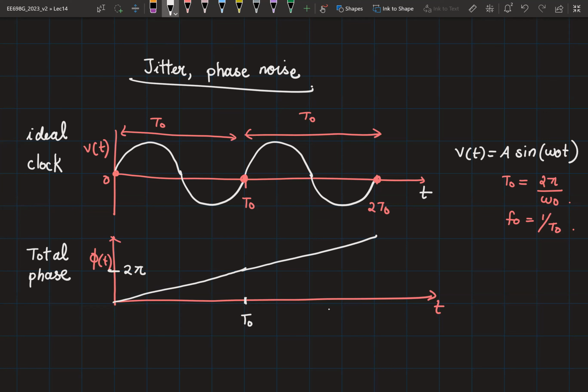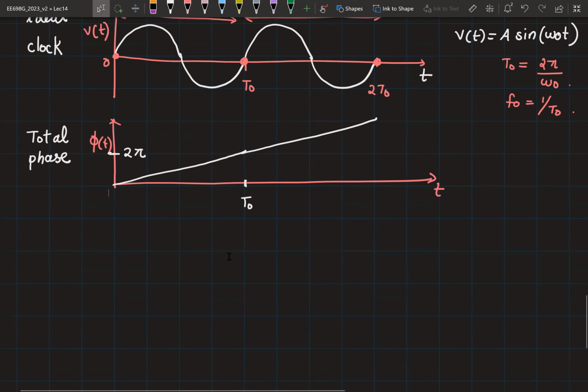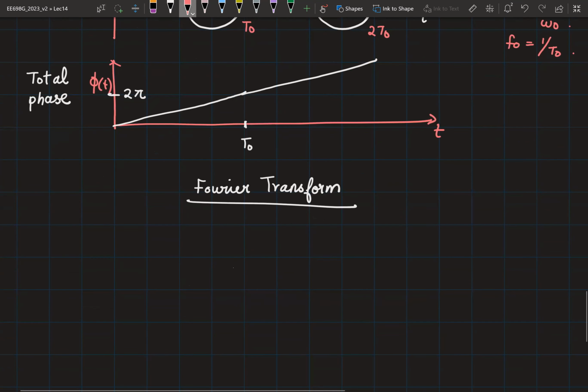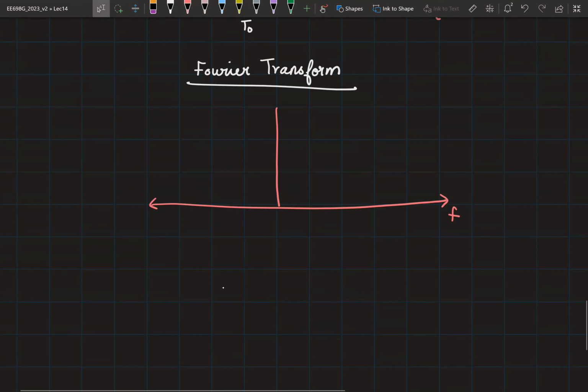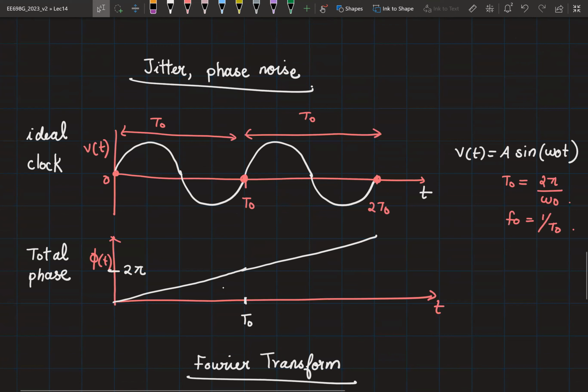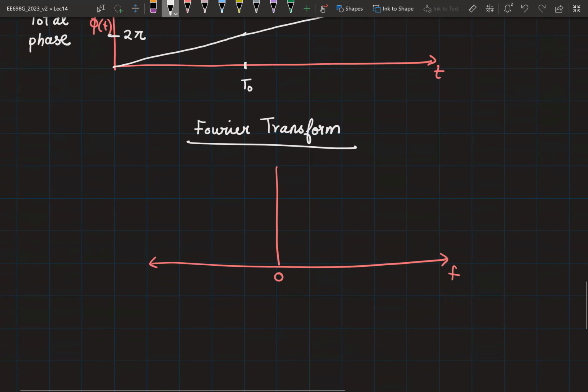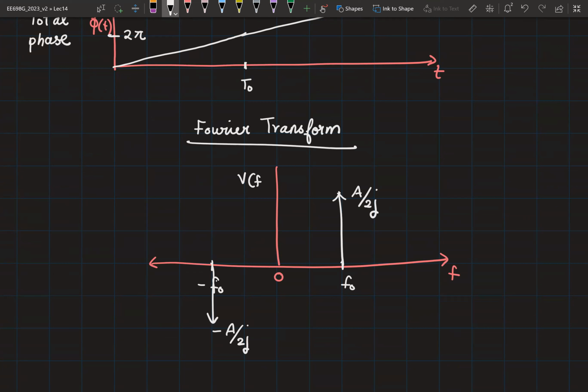Now I can also look at this signal in the frequency domain. Let's say I took its Fourier transform. The x-axis is frequency, this is zero. This signal basically has only one frequency, it's a sinusoid. So if I plot its Fourier transform, I will have two impulses at f naught and minus f naught. This will have a value A by 2j, and this will have a value minus A by 2j. This is V of f. Now I can look at the magnitude of V of f. This will be A by 2, and this will also be A by 2.